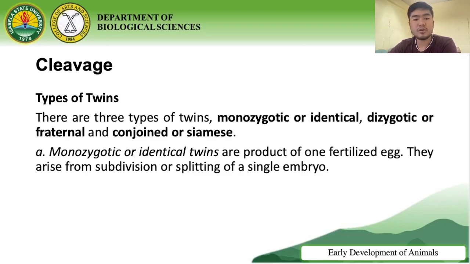There are monozygotic or identical, dizygotic or fraternal, and conjoined or Siamese twins. So, let's first discuss what monozygotic or identical twins are. From the term itself, mono, monozygotic means two individuals derived from one zygote or one fertilized egg. They arise from subdivision or splitting of a single embryo. Kaya mostly magkakamukha ito.